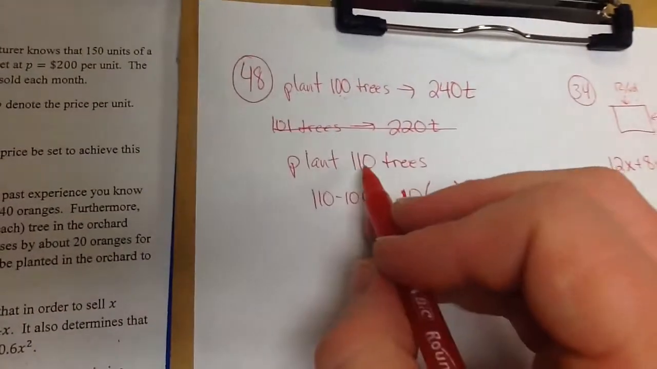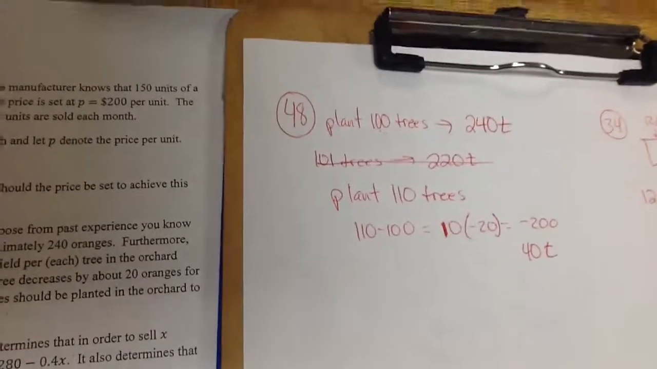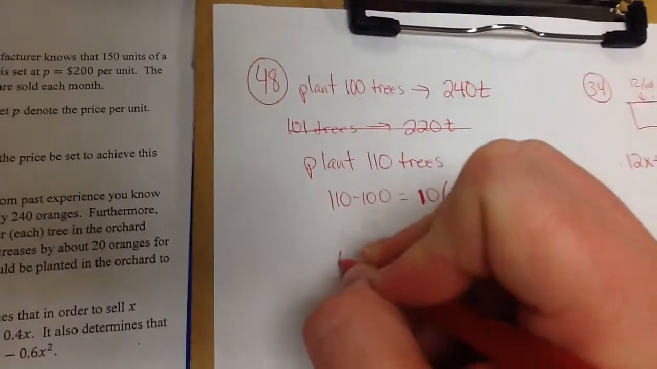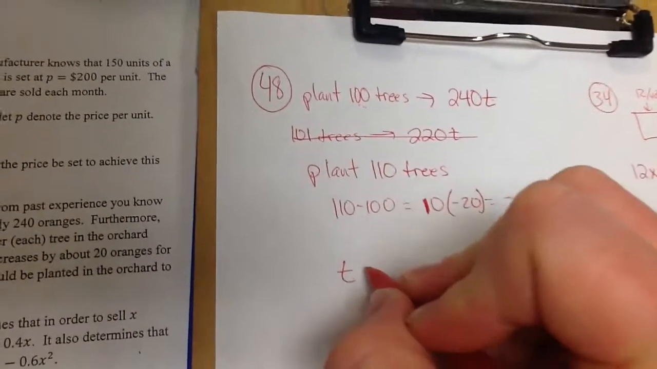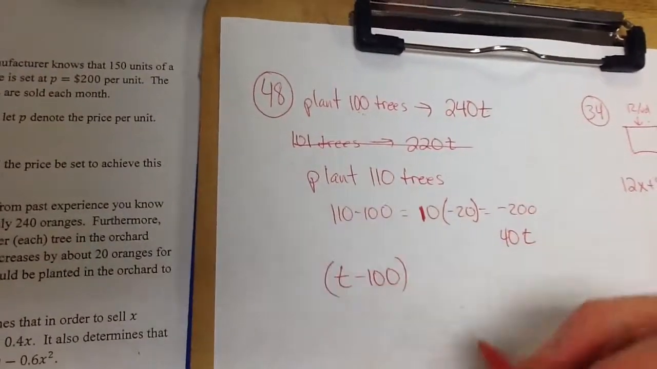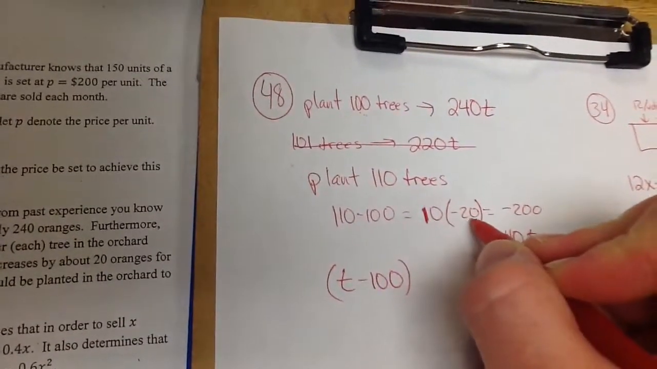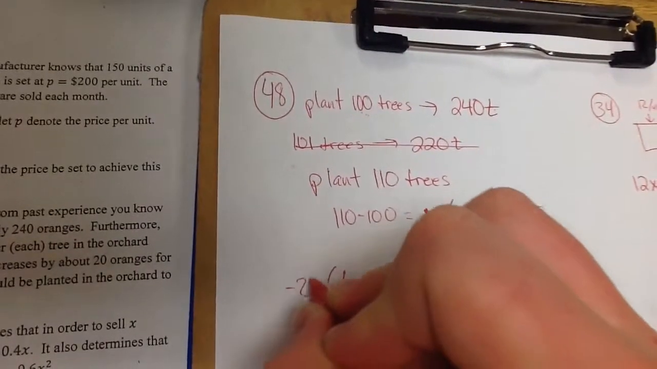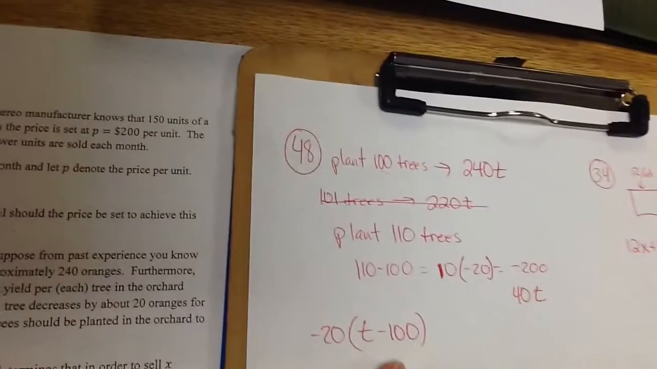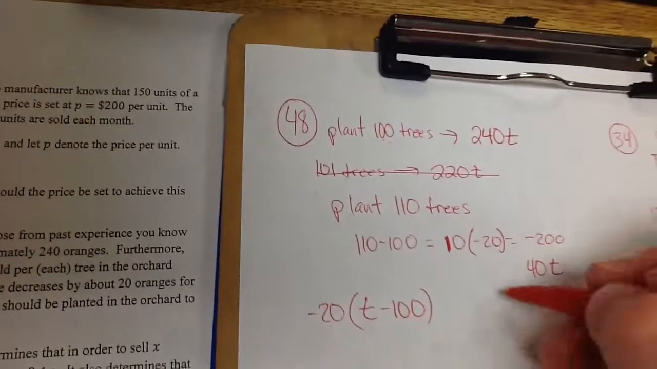The way you do that is you go, well, the number of trees I plant, if I take that and subtract 100, and then multiply what I get by negative 20. So negative 20 times that will tell me how many I'm going to subtract from 240, right? Because then I did 240 minus that.